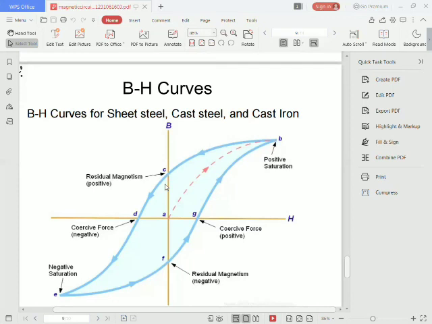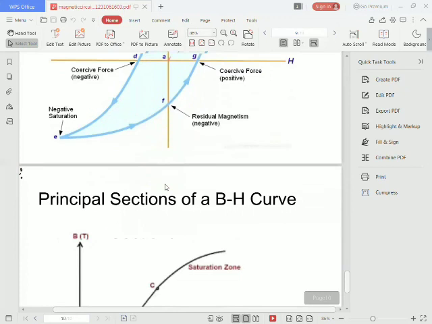Then the region beyond Y, that is the saturation region. After point Y, the change in B is small even for a large change in H. Finally, the BH curve tends to be parallel to the x-axis. This region is called the saturation region, which indicates the magnetic flux saturation in the core. That means even if we change current I, there will be a change in H but no change in B. This is all about the BH curve.